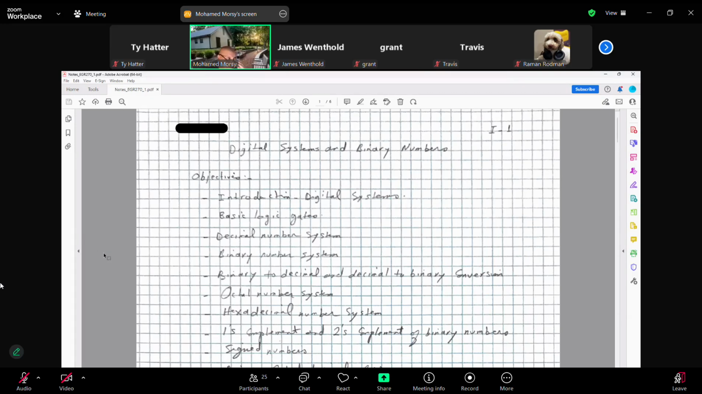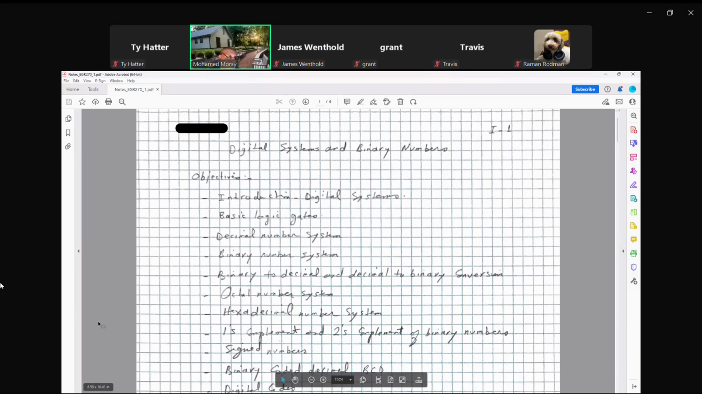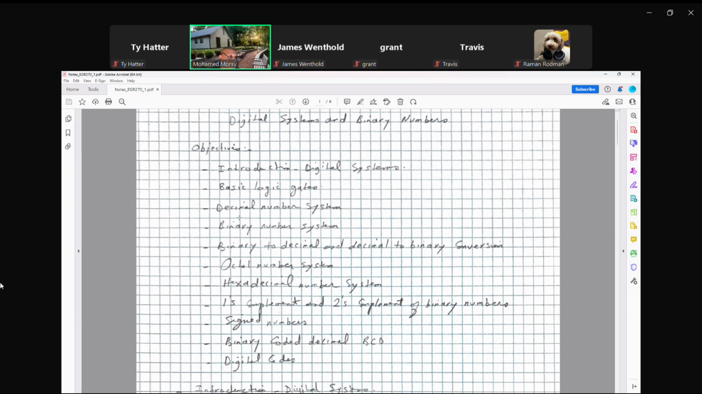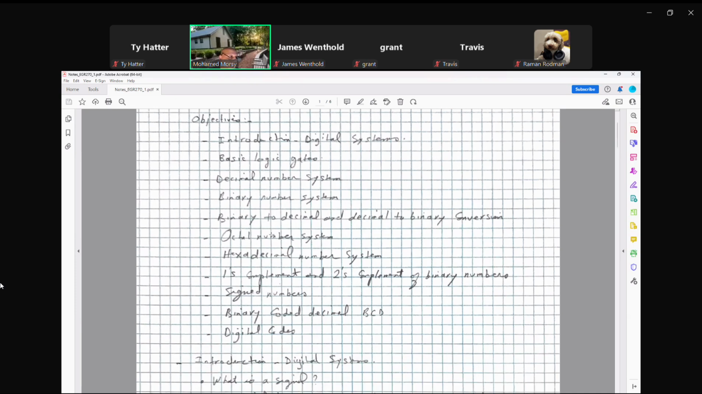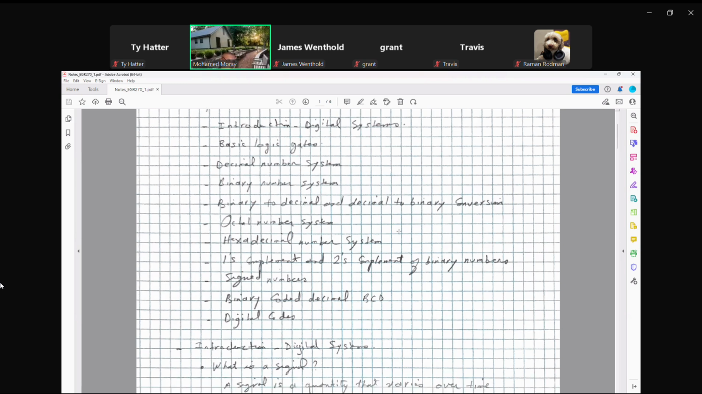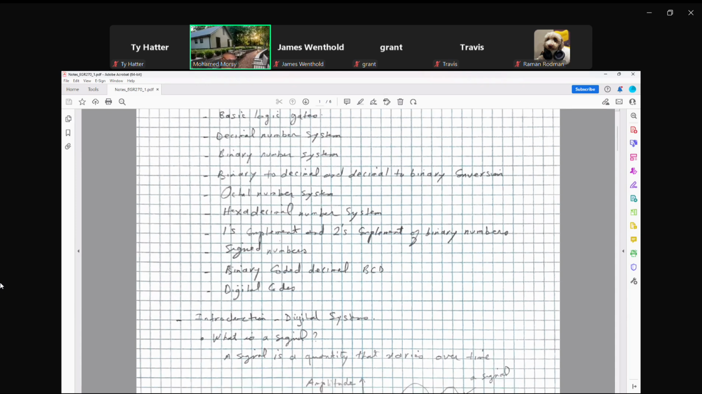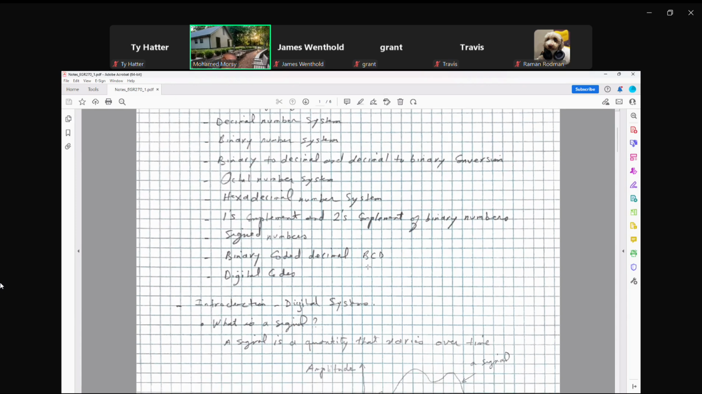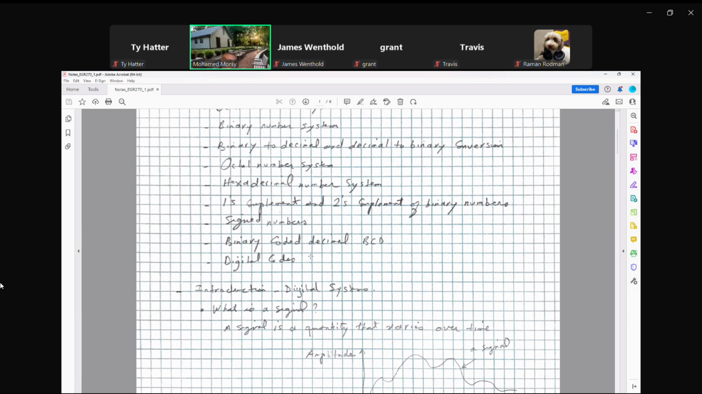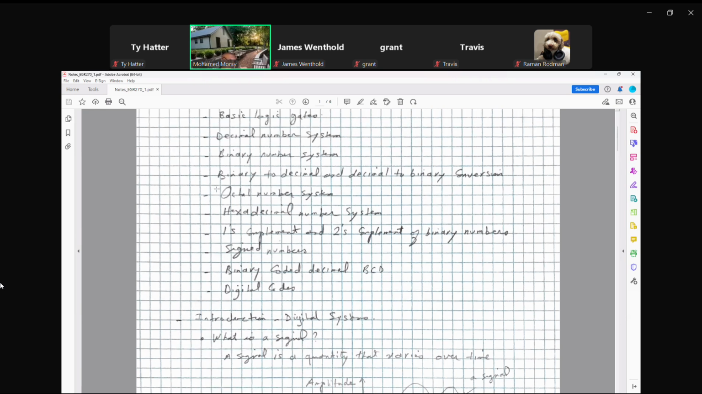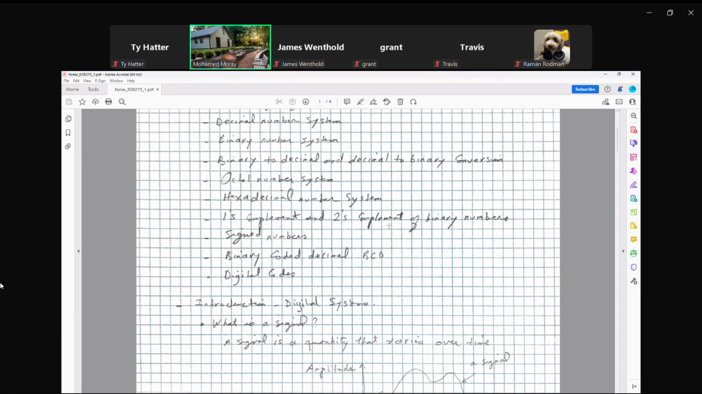So our objectives: introduction to digital systems, basic logic gates. We'll talk about the decimal number system, the binary number system, how to convert from binary to decimal and from decimal to binary. We'll talk about octal numbers, hexadecimal numbers, ones complement and twos complement of binary numbers, signed numbers, binary coded decimal, BCD, and the digital codes. Today we'll cover a part of this, and then we'll continue with the rest of these items.